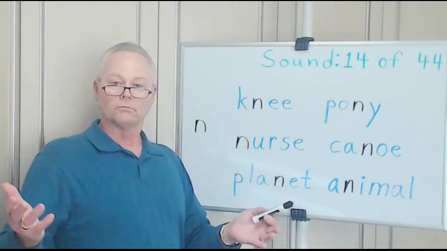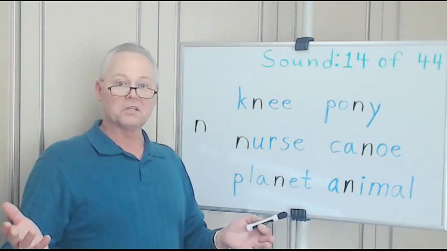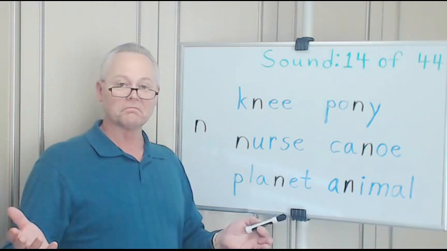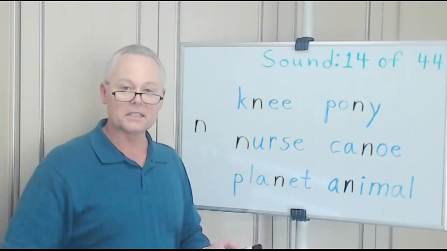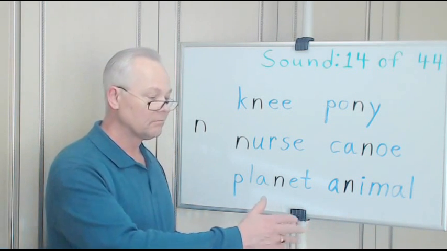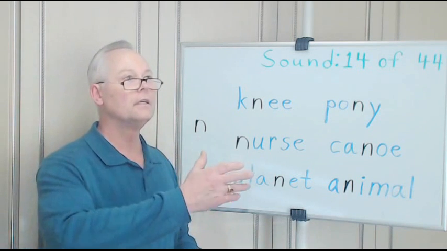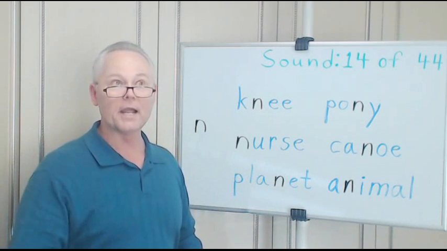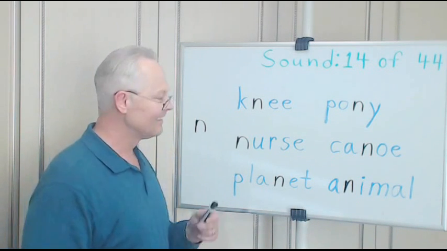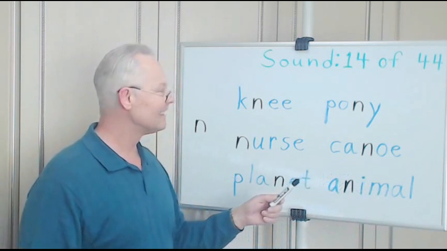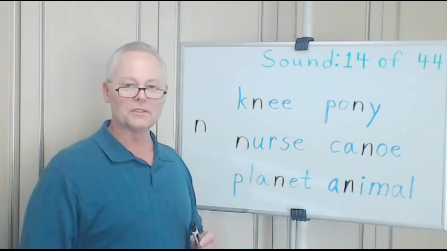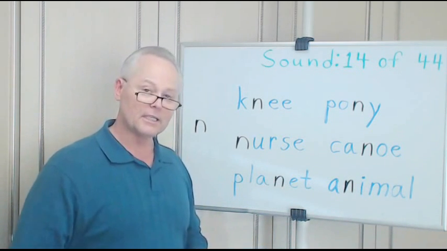Animal. We're all animals. A monkey is an animal. A fish, a bird, a lion, a tiger, a bear. Oh my. Animals. That concludes this lesson. Thank you for watching this.